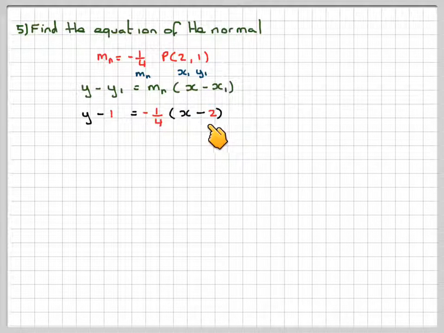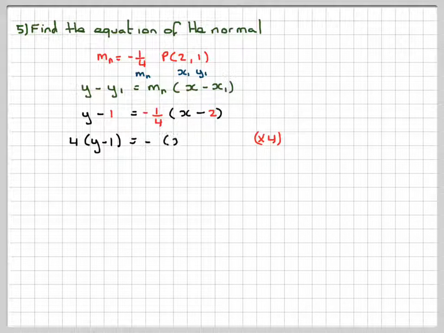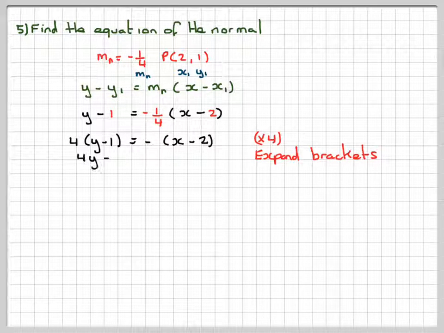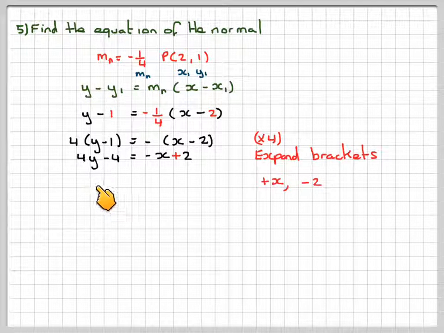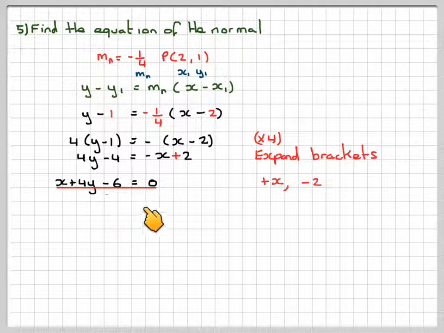Now if you multiply this bracket in here, we're going to end up with fractions, so it's not going to be very nice. So it's better to multiply both sides by 4. So we're going to get 4 brackets y minus 1 is equal to minus, because we've still got the minus sign here, of x minus 2. Expanding the brackets, we're going to get 4y minus 4 is equal to minus x plus 2. And now what we're going to do is add x and take 2. So we're going to take the x over here and take away 2, and we end up with x plus 4y minus 6 is equal to 0.